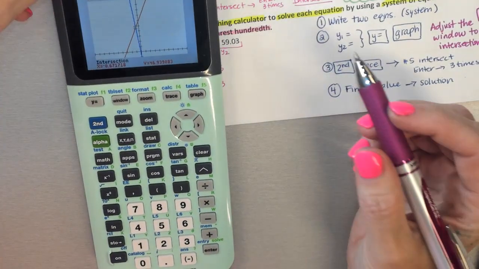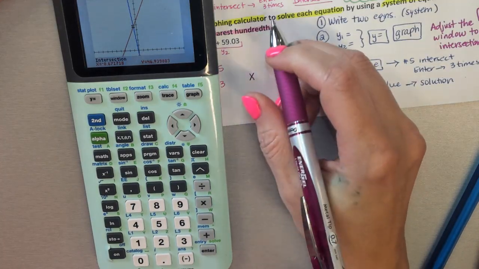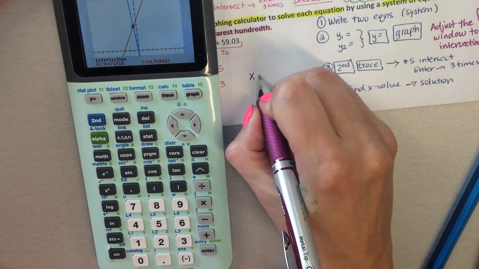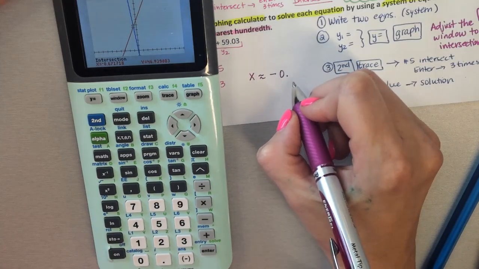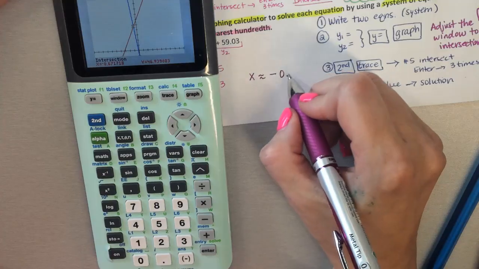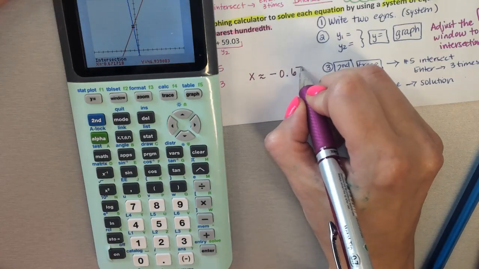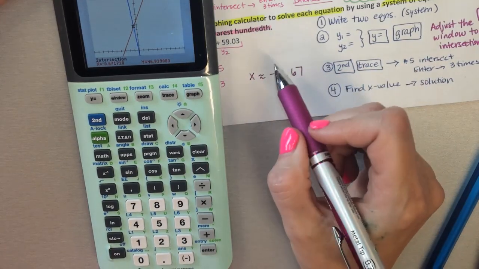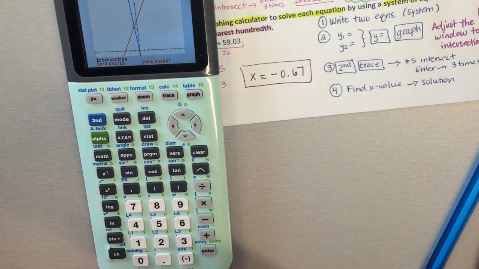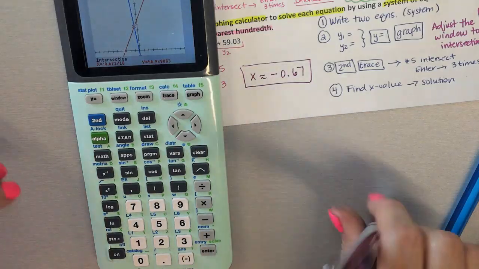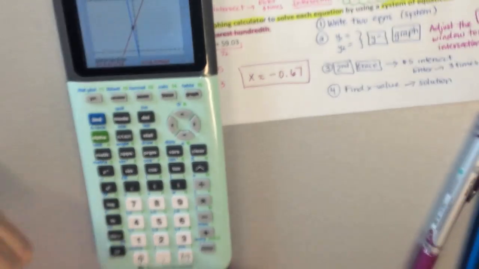So then your X value, we're going to round it to the nearest hundredth, and it is approximately negative 0.67.